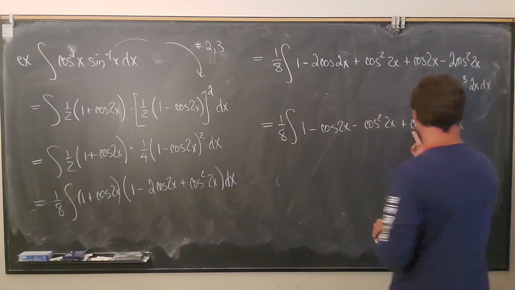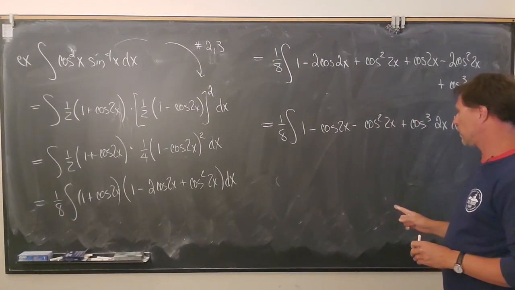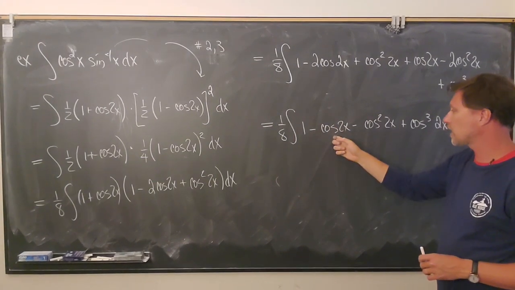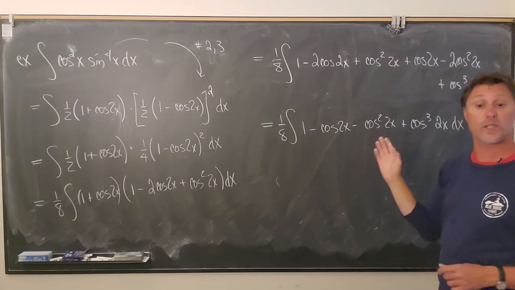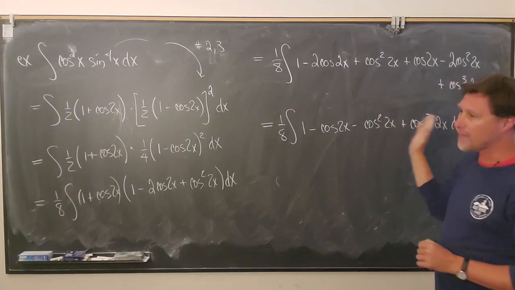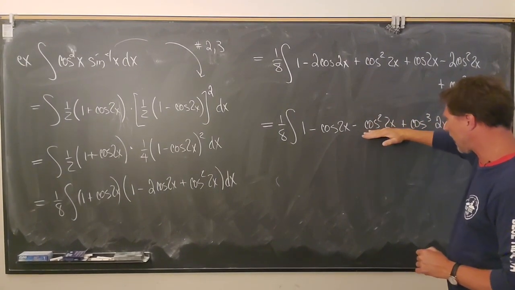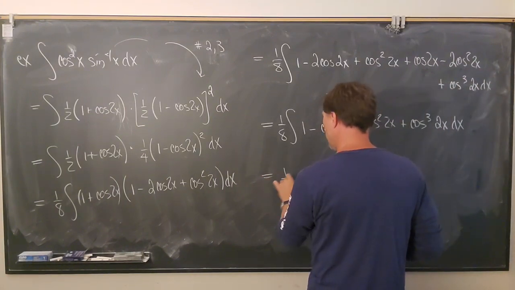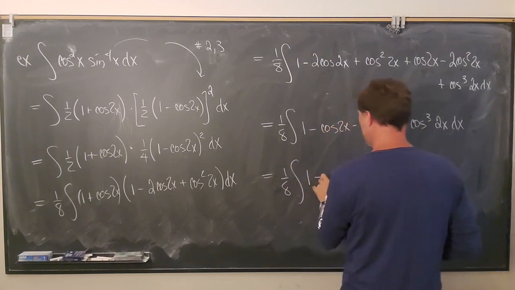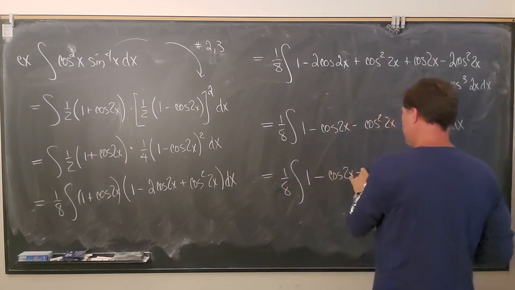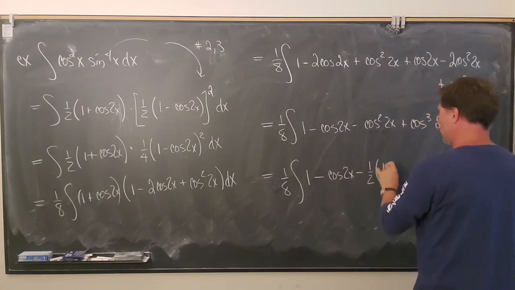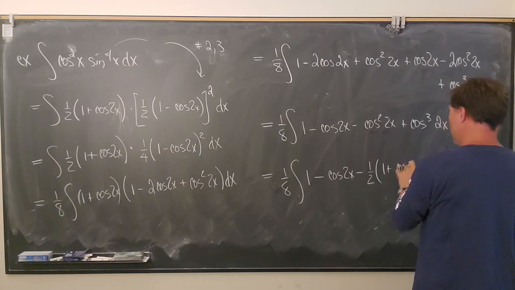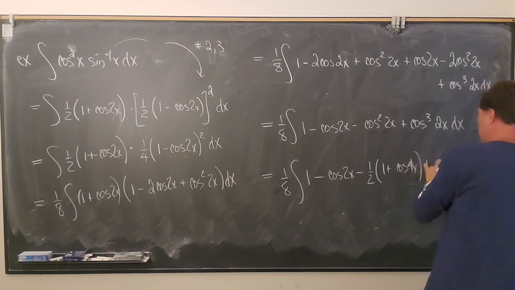So notice we know how to integrate all but one of these pieces at this point, right? The 1, obviously, cosine 2x, no problem. Cosine cubed 2x, we just learned if you have an odd power of cosine, there's a technique for integrating that. The only one is how do we handle this cosine squared? Well, we need to apply identity number 2 one more time. So it'll be a 1 minus cosine 2x minus 1/2 times 1 plus cosine 4x plus cosine cubed 2x dx.